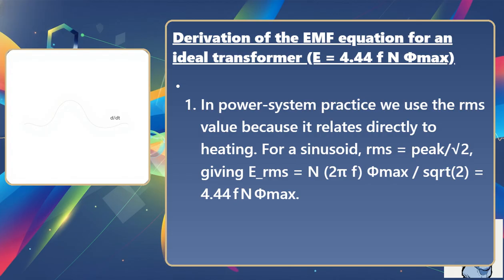In power system practice, we use the RMS value because it relates directly to heating. For a sinusoid, RMS equals peak divided by root 2, giving E RMS equals N 2 pi f phi max divided by square root of 2, equals 4.44 F N phi max. Thus the famous EMF equation for an ideal transformer is E equals 4.44 F N phi max.